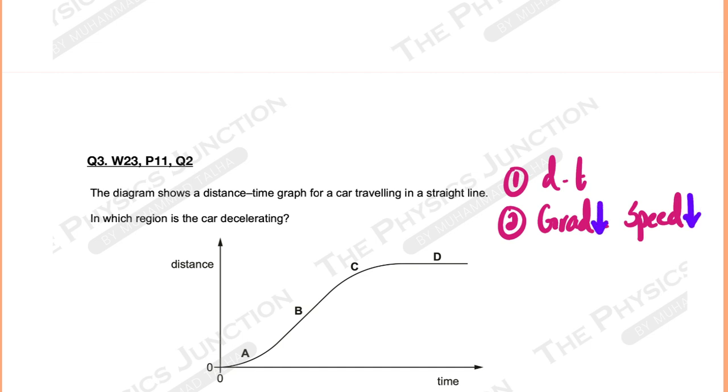So I'm looking for a curve which has a decreasing gradient shape. This curve must be flattening out. So if I see here in this portion the gradient is increasing, this is basically the part where the car would be accelerating. Here the gradient is constant, this is constant speed. Here the gradient is decreasing, this is what we want. And at D the gradient is 0, so this basically means the speed is 0, so the car is at rest.